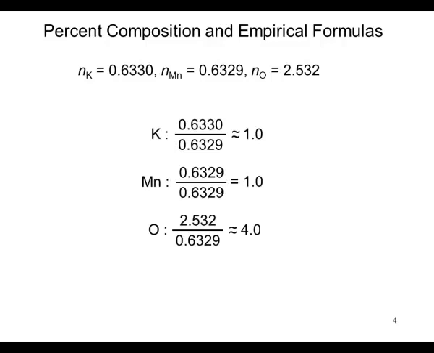For potassium, it's 0.6330 divided by 0.6329, or roughly 1. Manganese, exactly 1. For oxygen, 2.532 divided by 0.6329 is approximately 4. Therefore, the empirical formula has 1 potassium, 1 manganese, and 4 oxygens, KMnO4.